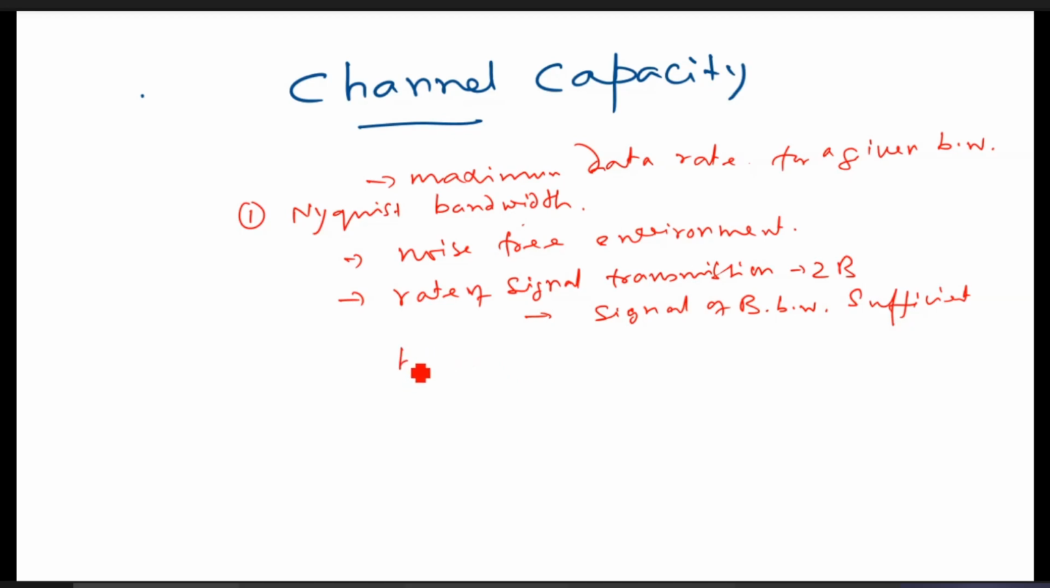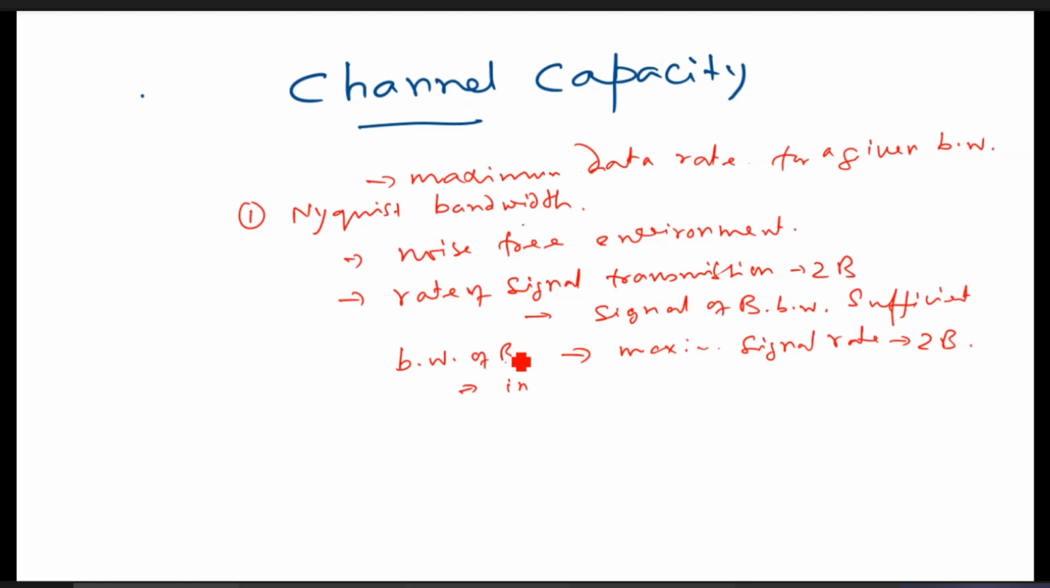So for a particular bandwidth of B, the maximum signal rate will be 2B. So what is the limitation actually? Why is this limitation here? This limitation is because of the intersymbol interference that we have seen, the delay distortion produced because of the delay distortions. So the limitation here is in a noise-free environment.